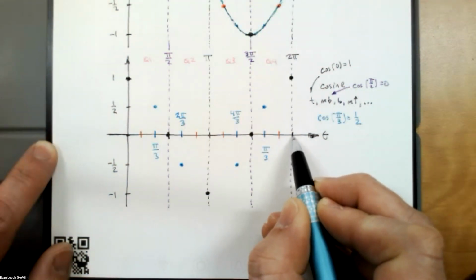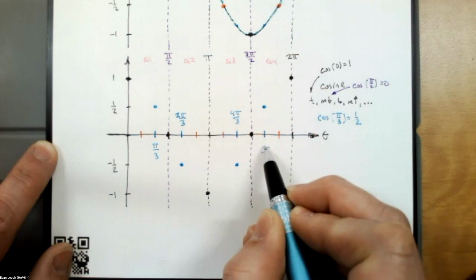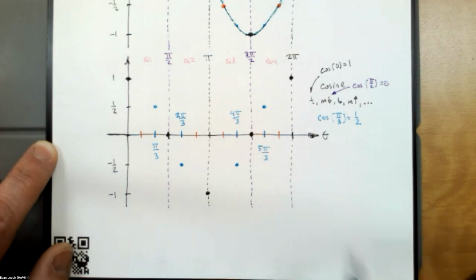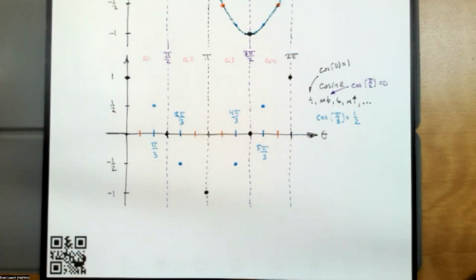Now, 6 pi over 3 is way over here at 2. 6 pi over 3 we'd be able to reduce, so that's going to land us at 2 pi. We missed the 3 pi over 3 because that happened at pi. That's 180.